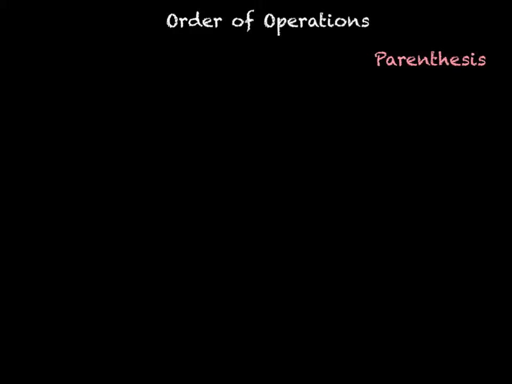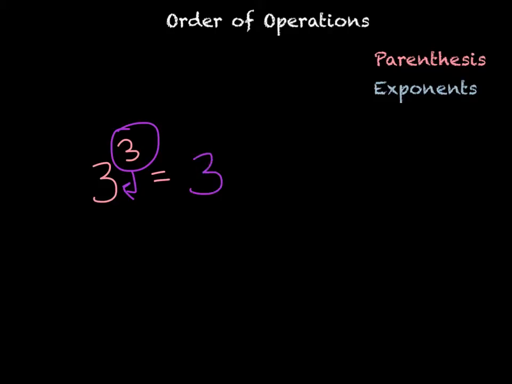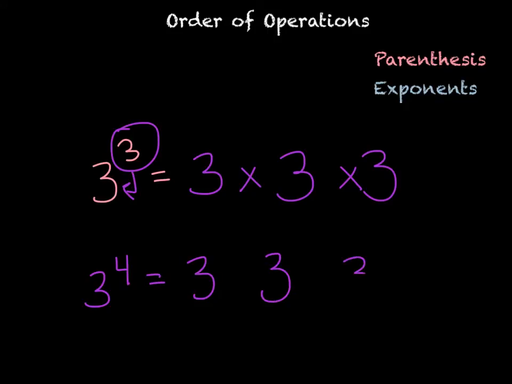The first one is parentheses. So if you have any parentheses in your problem, that's the first thing you want to address. After parentheses, you have exponents. And for just a refresher, exponents are like 3 to the third. What this 3 right here tells us is that we have 3 threes. So I would write 3, 3, and 3, and we're going to multiply all those together. For instance, 3 to the fourth tells us that we have 1, 2, 3, 4 threes, and we would multiply all of those.